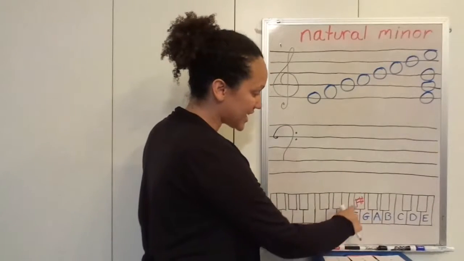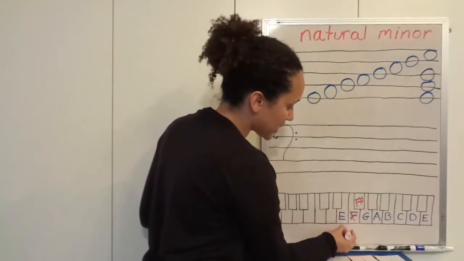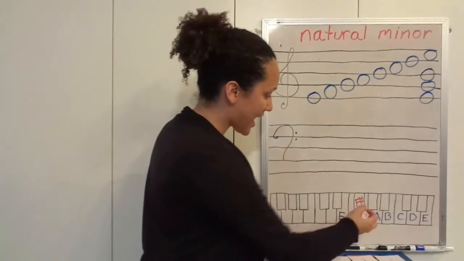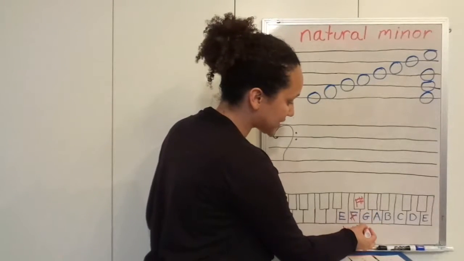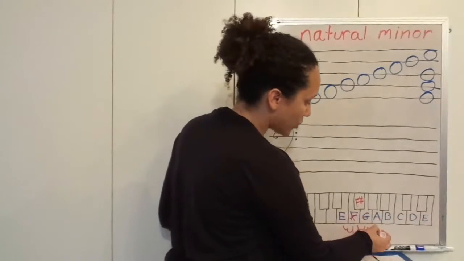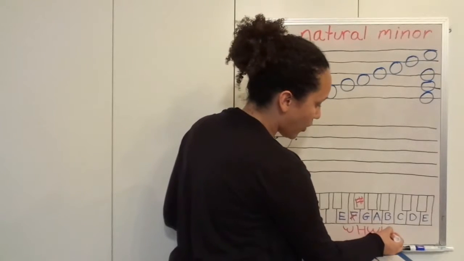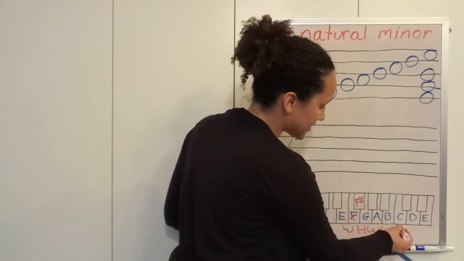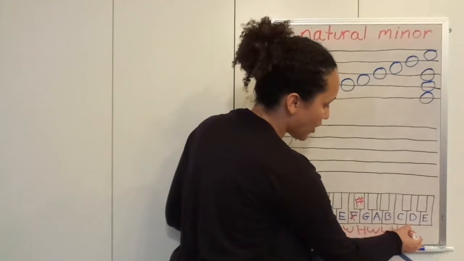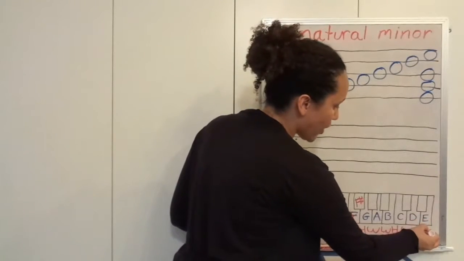So we have E, F sharp. That gives us a whole step. F sharp to G gives us the half step. G to A, whole step. A to B, whole step. B to C, that's our half step. C to D, whole step. And D to E again, whole step.